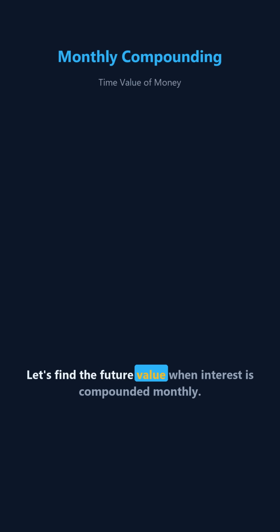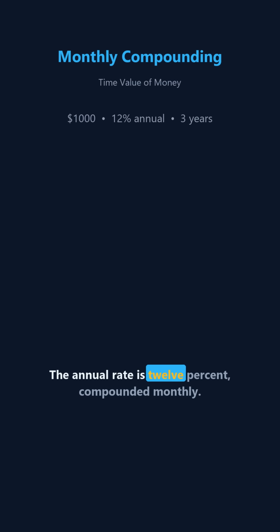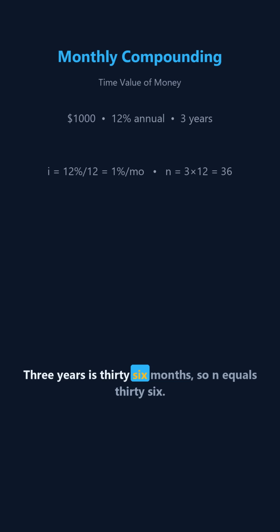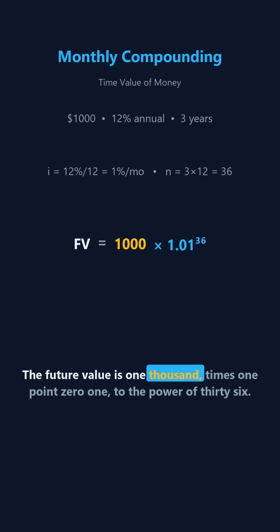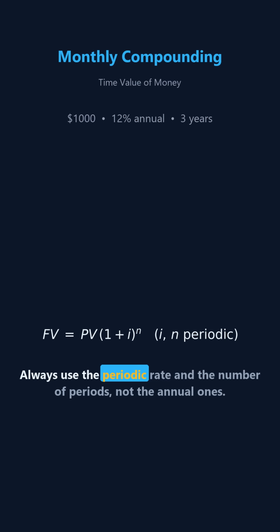Let's find the future value when interest is compounded monthly. We deposit $1,000 for 3 years. The annual rate is 12%, compounded monthly. First, we convert to a monthly rate. 12% divided by 12 is 1%. 3 years is 36 months. So n equals 36. The future value is 1,000 times 1.01 to the power of 36. That gives $1,430.77. Always use the periodic rate and the number of periods, not the annual ones.